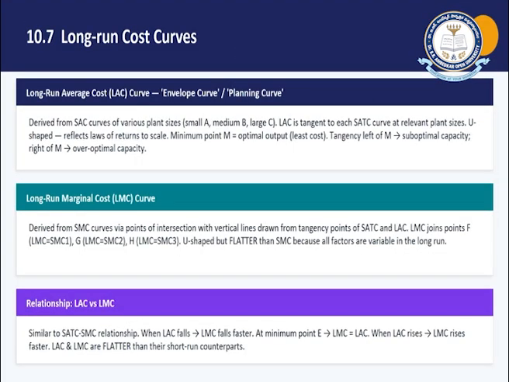Now look at the long run cost curves. We have talked about the short run. The long run average cost curve, as we discussed, is known as the envelope curve or planning curve. Please remember this point. It is derived from the short run average cost curves of various plant sizes: small A, medium B, large C. The LAC is tangent to each SATC curve at the relevant plant sizes.